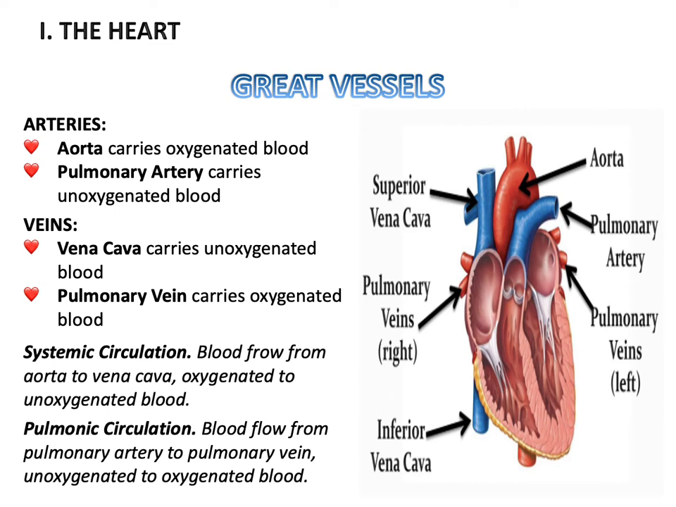Pag pulmonic circulation naman, blood flow coming from the pulmonary artery to the pulmonary vein. Unoxygenated to oxygenated blood. It involves the lungs kasi doon nagkakaroon ng exchange of gases, particularly oxygen and carbon dioxide.